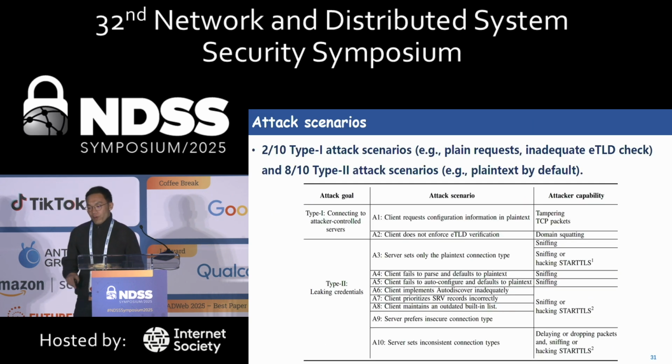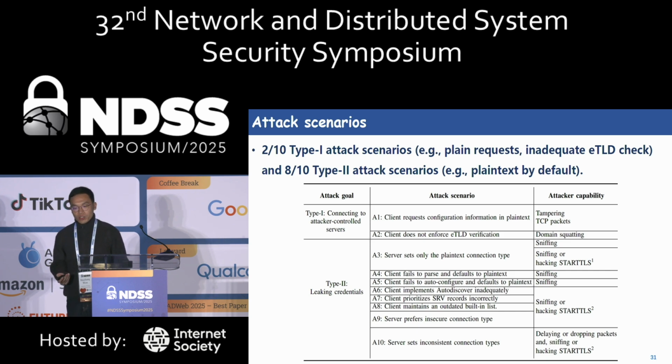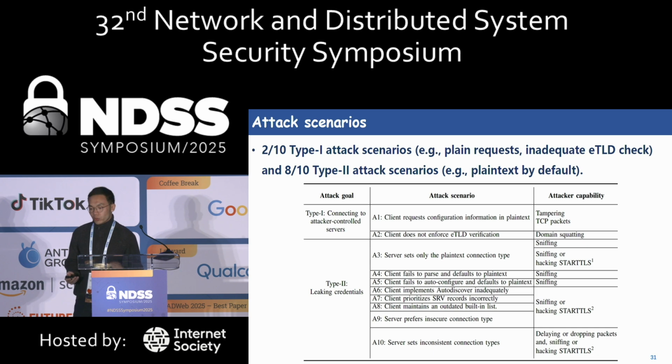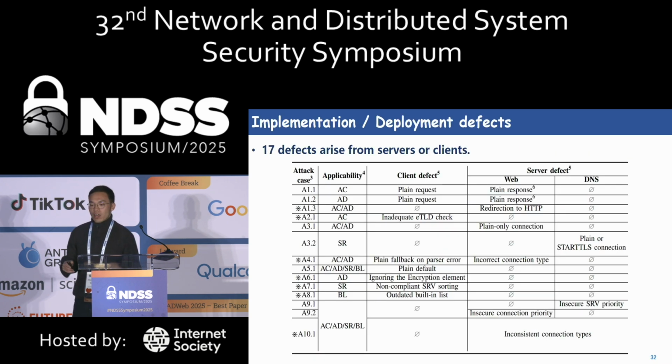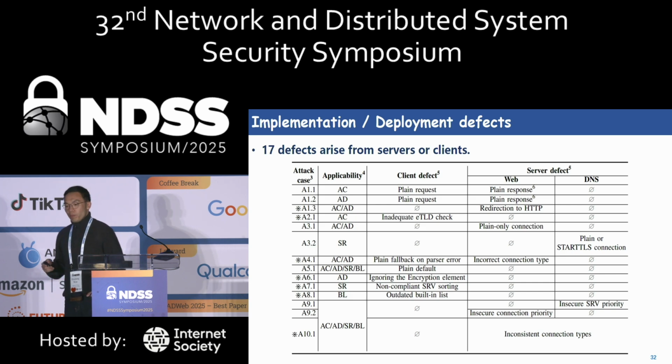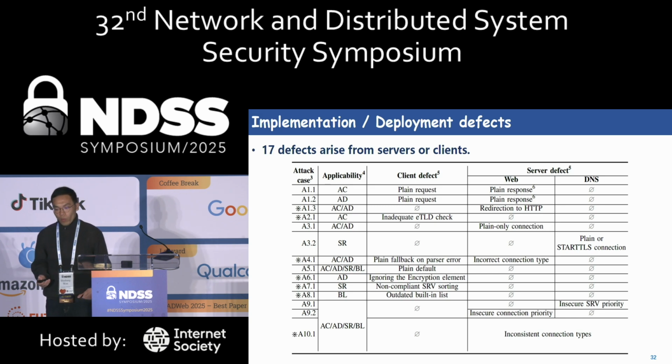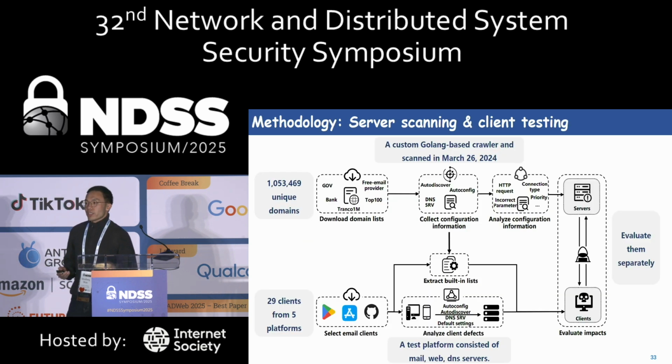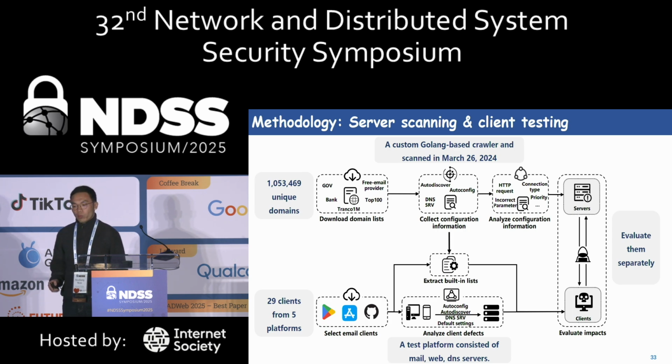And so we finally summarize 10 attack scenarios, including 2 type 1 attack scenarios and 8 type 2 attack scenarios. And these attack scenarios involving 17 defects arise from the server configuration or the client implementation. And then to evaluate these defects in the wild, we conduct server scanning and client testing.